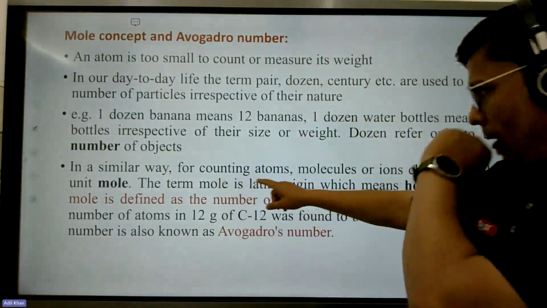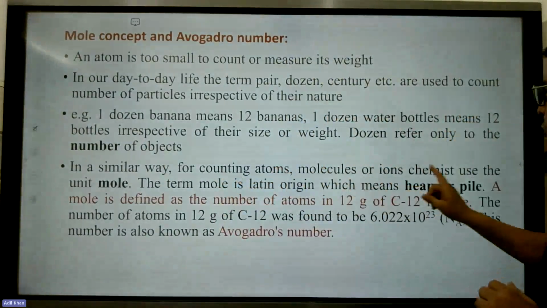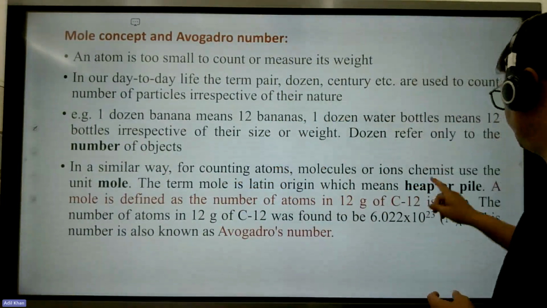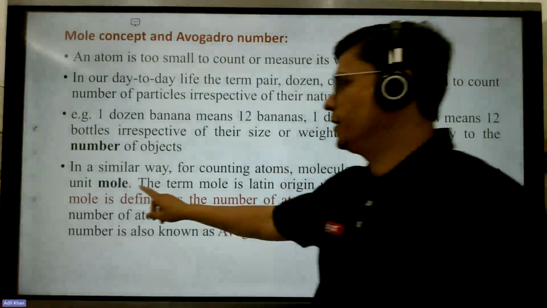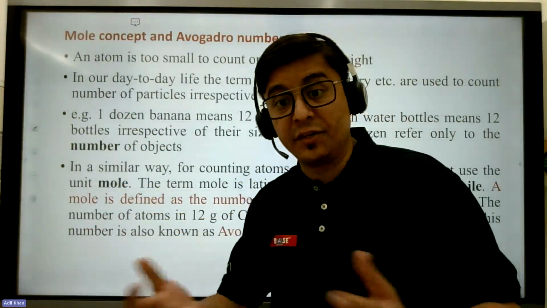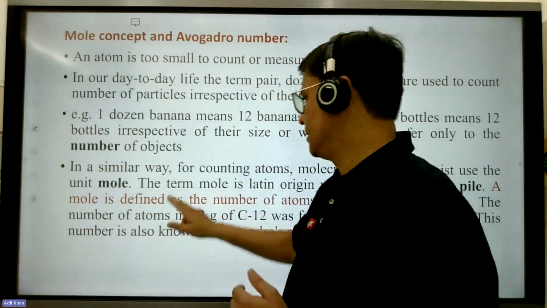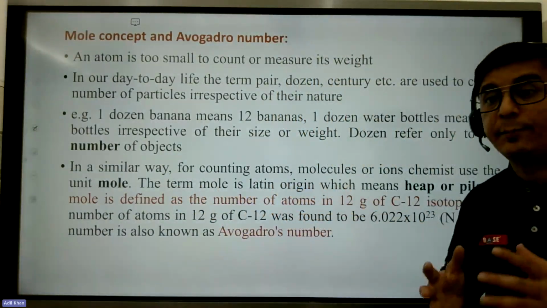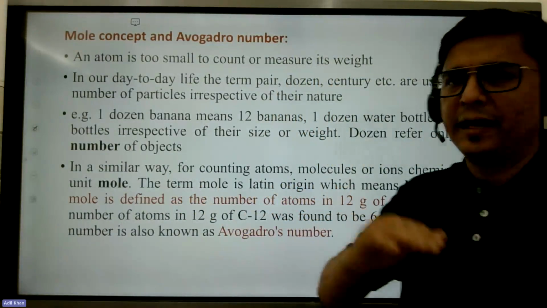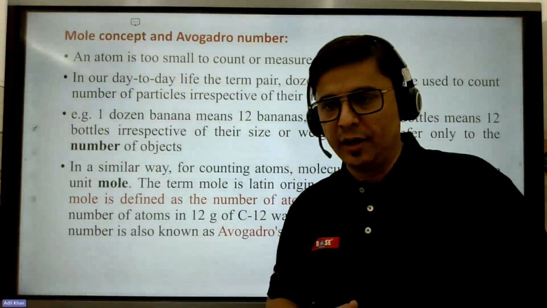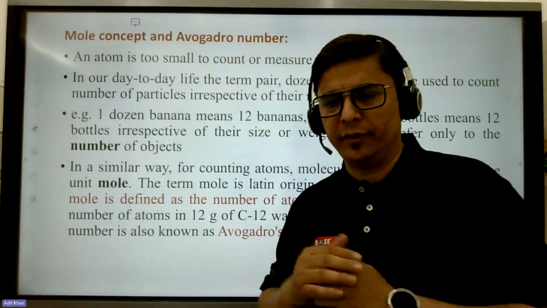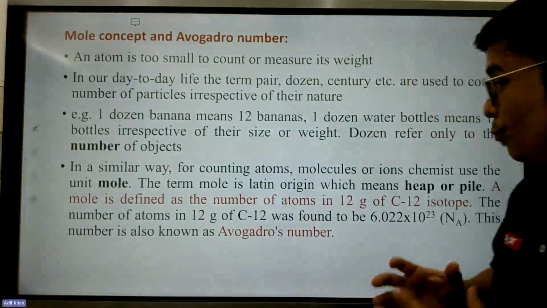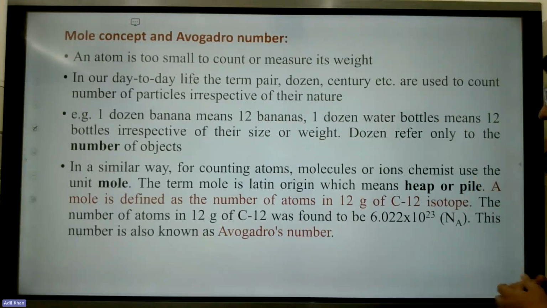So in a similar way, for counting atoms, molecules or ions, basically the small things, atoms, molecules, ions, electrons, chemists use the unit mole. It is also known as the chemist's dozen. The term mole is of Latin origin, which means heap or pile. You know, the pile of pancakes together, or a heap of tablecloths or bed sheets together. So mole in Latin means heap or pile.